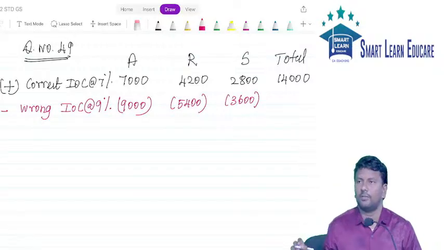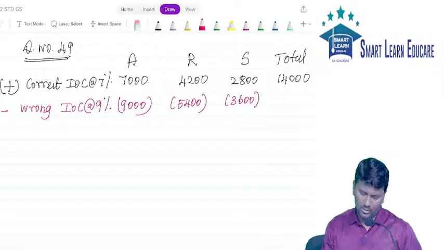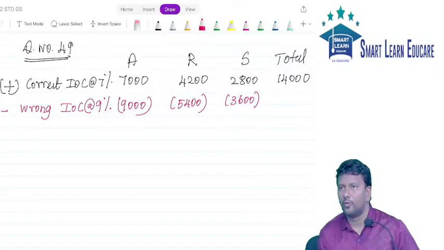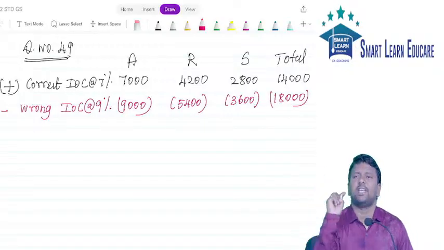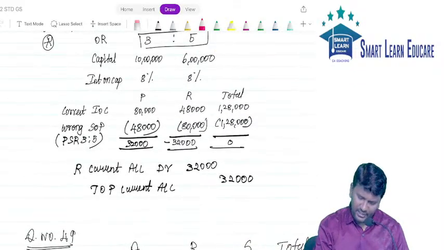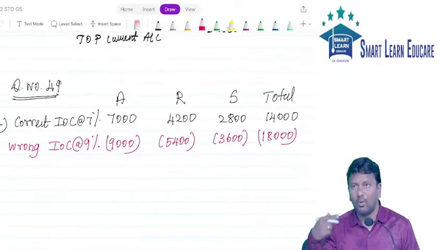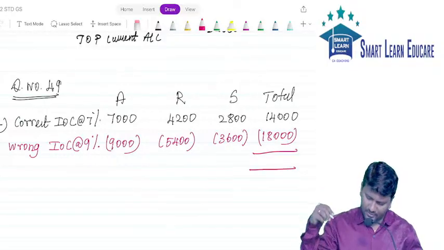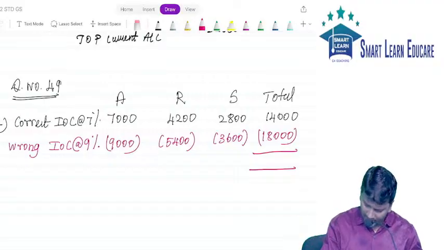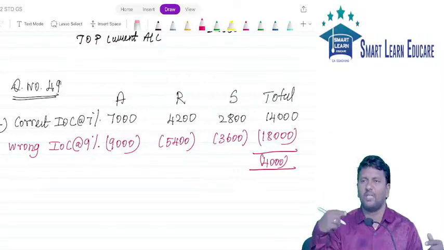Now tell me the total. What is the wrong order total? Correct order total is 14,000. In the same way, wrong order total is 9,000 plus 5,400 plus 3,600. It is 18,000. So both the amounts are not the same now. In the previous sums which we did, the total is the same, but here the total is not the same. So we have one more step because of this. What is that one more step? We have how much difference? We have a difference of 4,000 minus. In the 4,000 minus should not come. We should make this as 0.